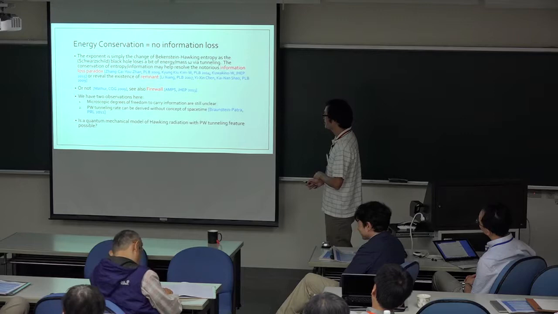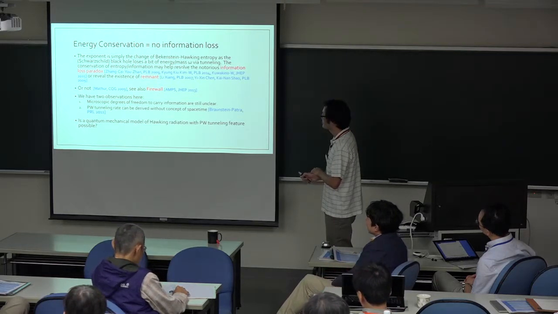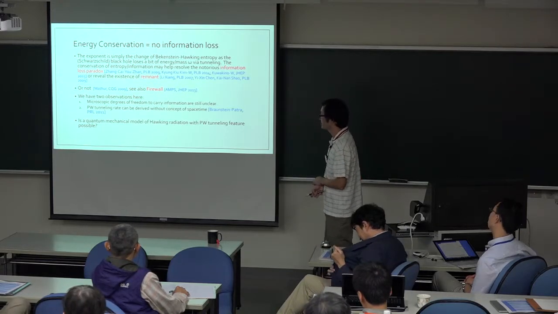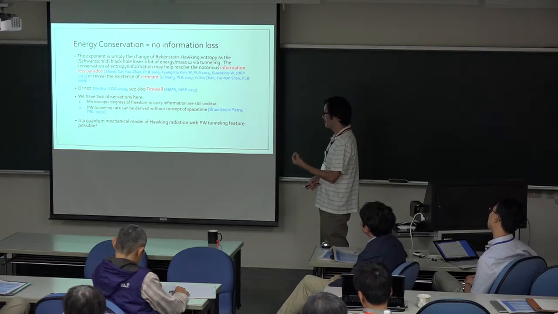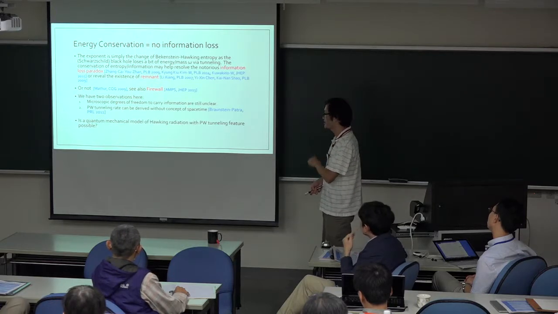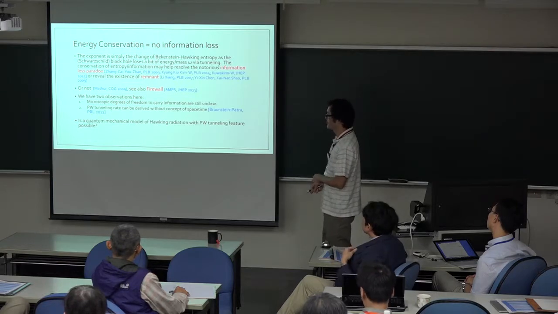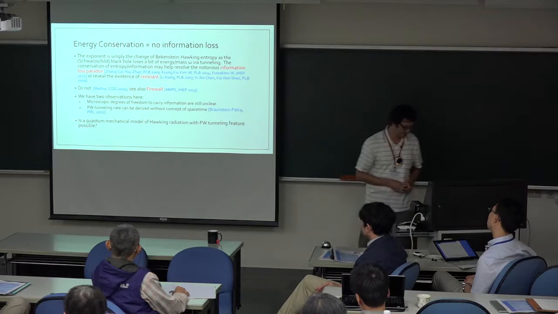As I mentioned earlier, I don't think this picture can really resolve the problem, because we don't really point out what the microscopic degrees of freedom are. So can we formulate a quantum mechanical model which has specific, clear microscopic degrees of freedom, and also achieves something like the Parikh-Wilczek tunneling rate? That's my goal today.